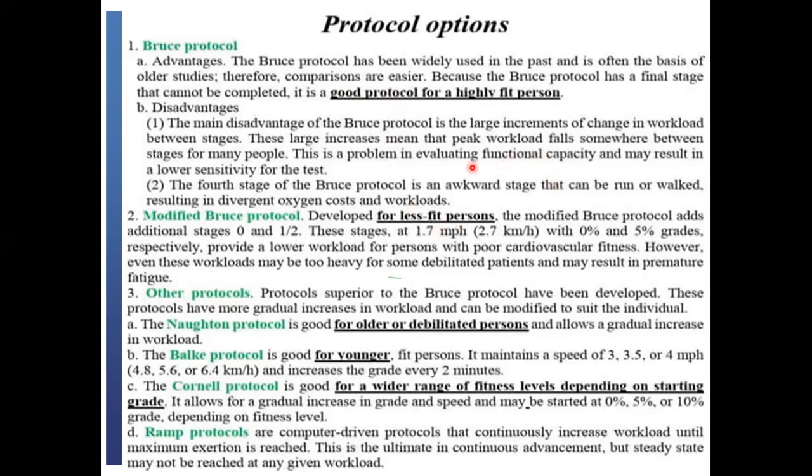The modified protocol adds additional stages at 0 and 0.5. These stages are at the speed of 1.7 miles per hour, which is 0% and 5% grades, that's talking about the slope. They provide a lower workload for persons with poor cardiovascular fitness. However, even this workload may be too heavy for some debilitated patients and may result in premature fatigue. The other protocols include those that are superior to the Bruce protocol.